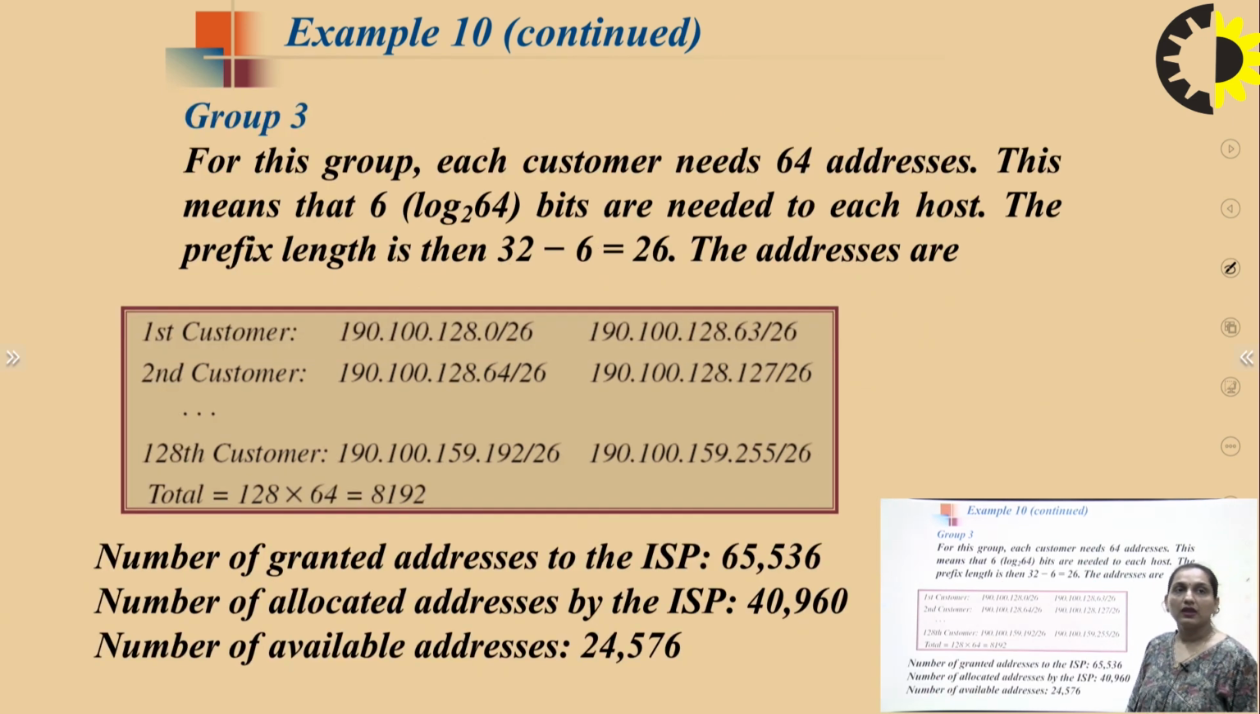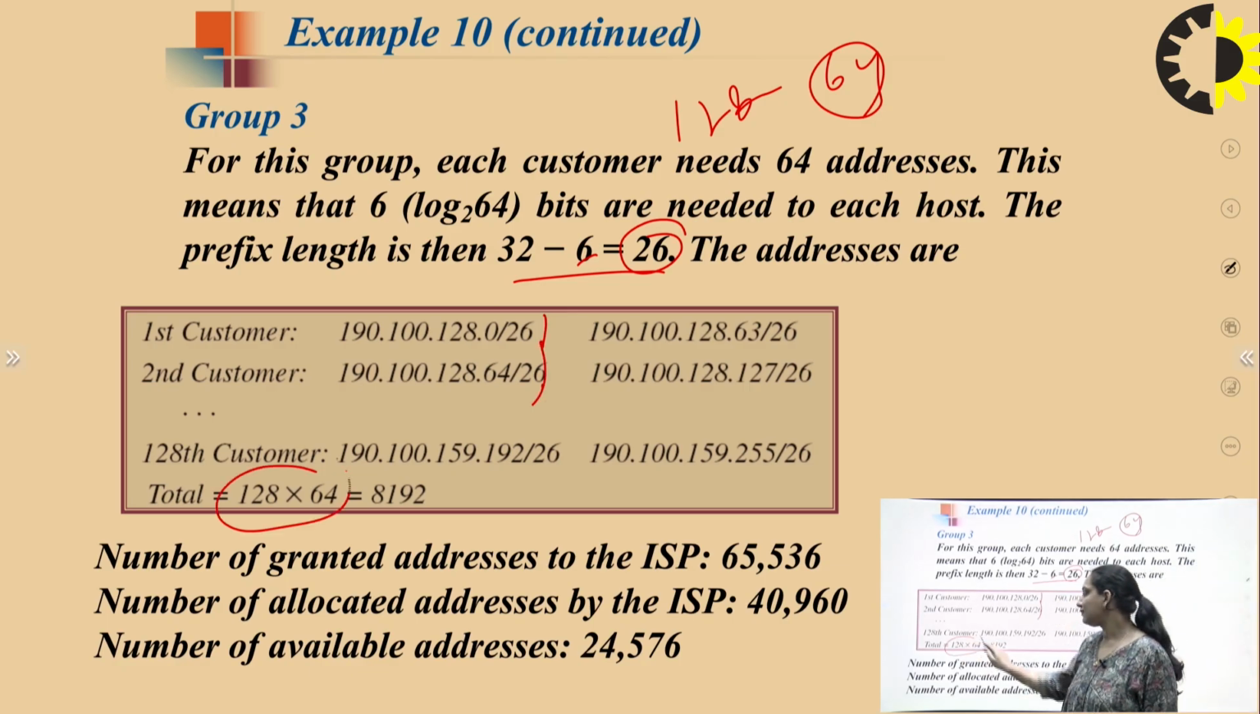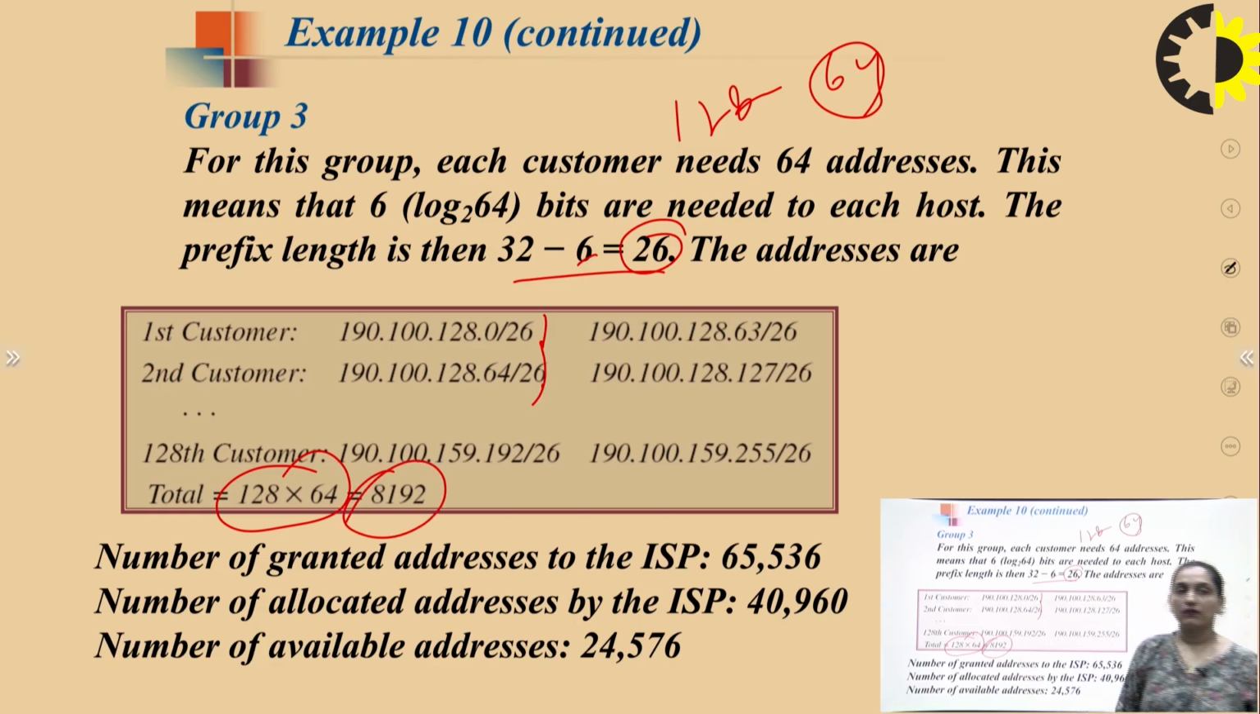Okay, next we are having 128 by 64. For 64, how many bits? We are using 6. So 32 minus 6 is 26. So we are having a 26 ID. So 128, 64, this is the total number of addresses used by the IP here. So we are granted by ICANN 65,000 addresses, 40 are used, and the rest are available when you as a user use classless addressing.